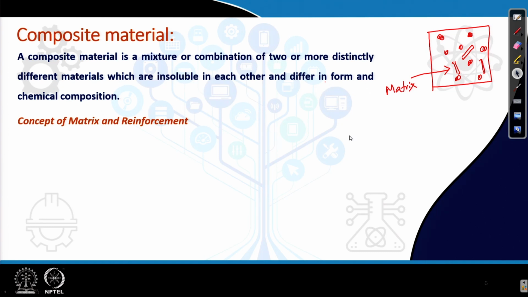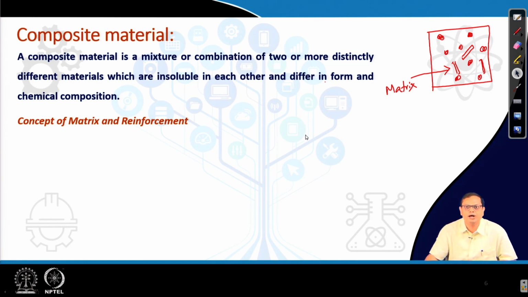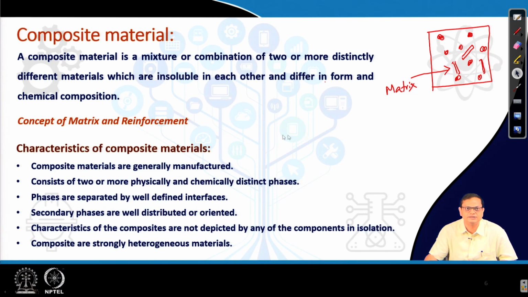And if we look at the basic concepts or characteristics of composite materials: the first thing is that, yes, in nature composite materials and composite structures exist, but in this course we will talk about composite materials which are manufactured. And as I mentioned earlier, they consist of two or more physically and chemically distinct phases. Phases are separated by well-defined interfaces.